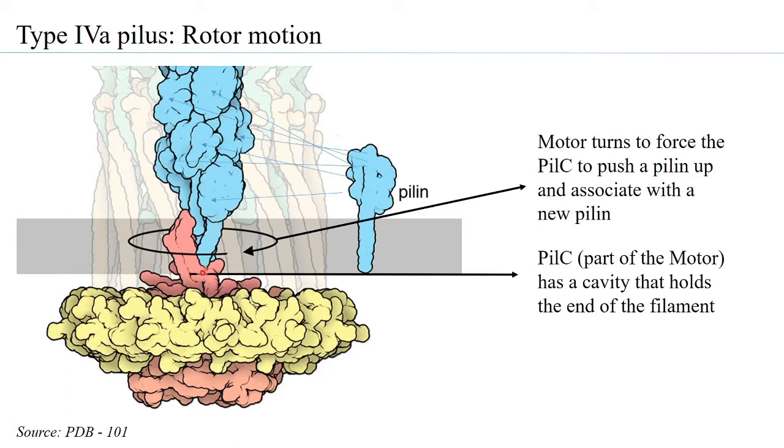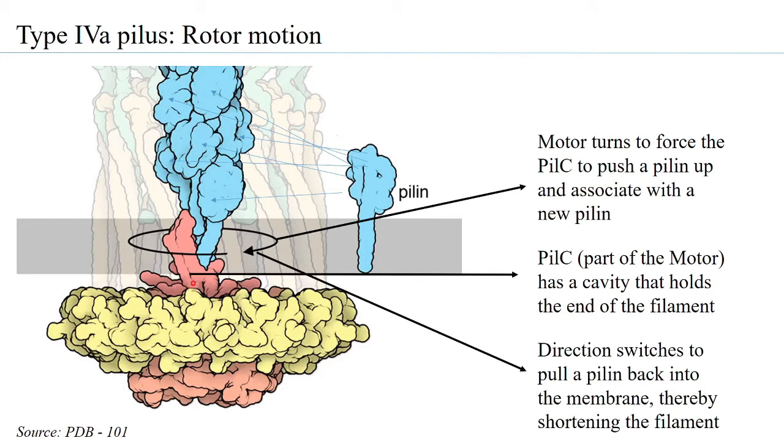New pilin come and form the end of the filament, while this pilin is moving up. Therefore, this pilin will move one step up. That way, every pilin will move one step up, and this entire structure has gone further out of the cell. Therefore, this pilus has extended.